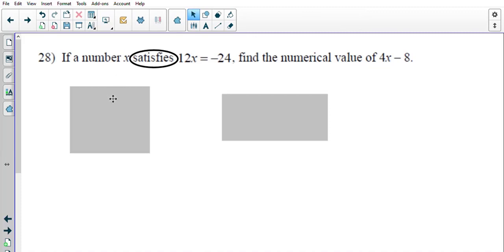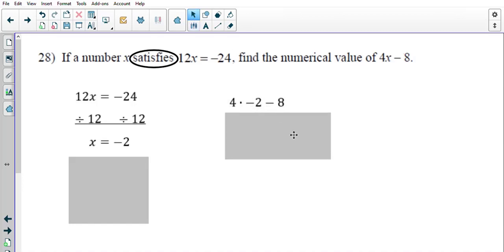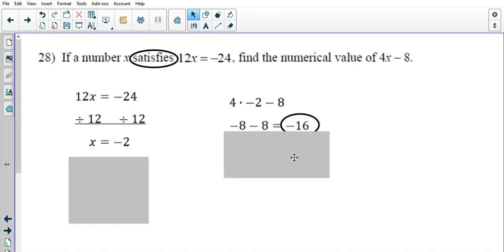So you want to solve the equation for x and figure out what x equals. The inverse of multiplying by 12 is to divide by 12. You'll do negative 24 divided by 12 in your calculator, and you'll find that x equals negative 2. If x equals negative 2, replace x with negative 2 in this expression, and we're going to have 4 times negative 2 minus 8. 4 times negative 2 is negative 8, and negative 8 minus 8 is not 0, it is negative 16. You can double check it in your calculator if you don't trust me.